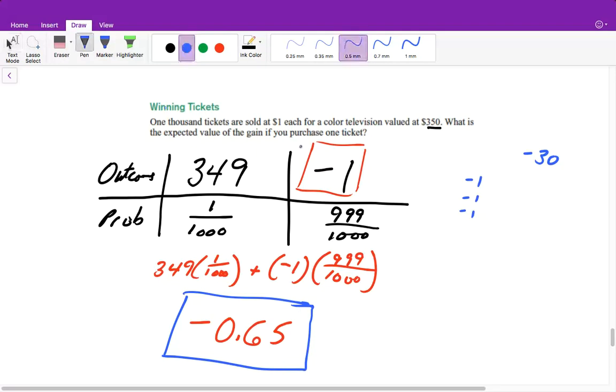It's on average. We either win a $350 TV, which is $349 after the $1 we spent, or we lose $1. We're not going to lose 65 cents and get some of our money back. It's just on average this occurs.